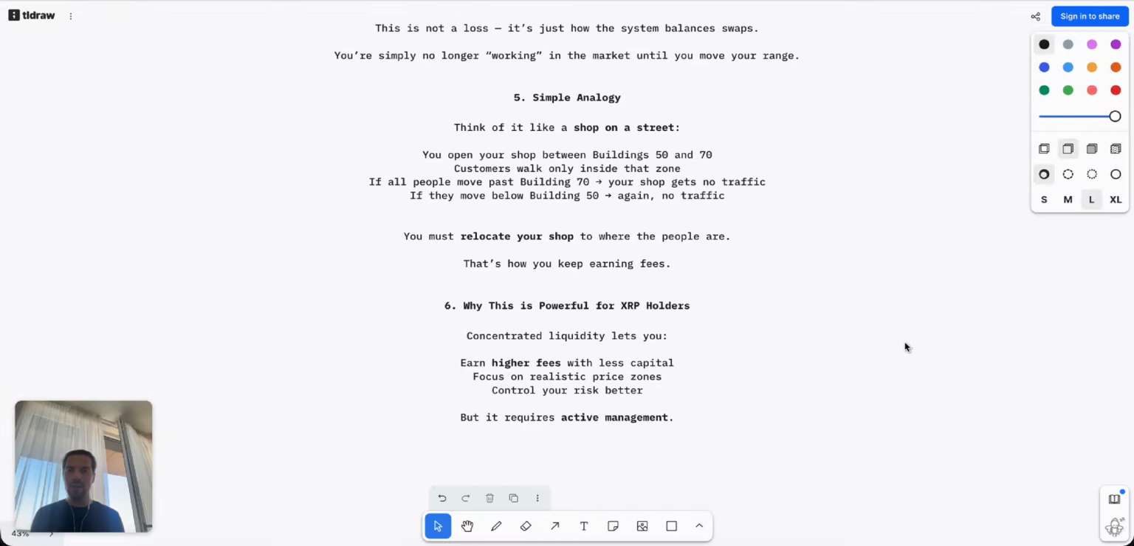But the best learning path will be for you to actually deploy into the pool yourself, even a small amount, $10, $20, $50, doesn't matter, but deploy yourself and see how the pool reacts when the price moves. This will be the best learning path for you, because you will see it yourself, you will experience it yourself, what happens to the pool.